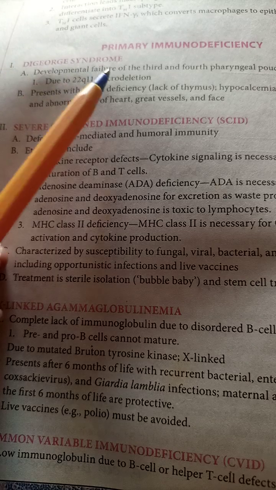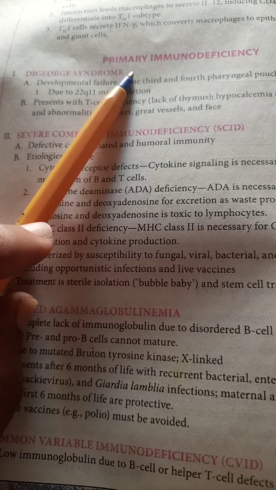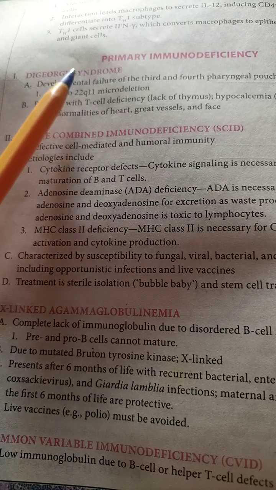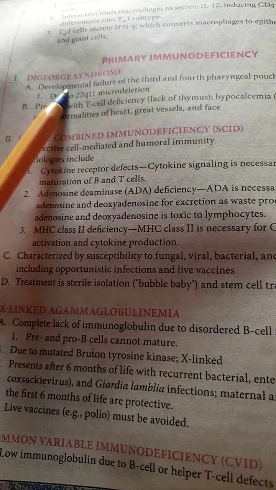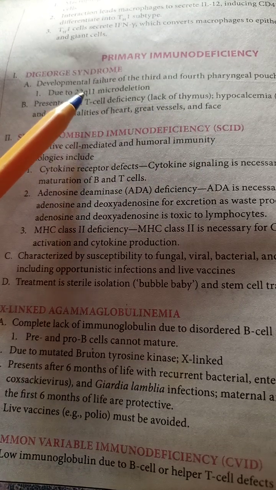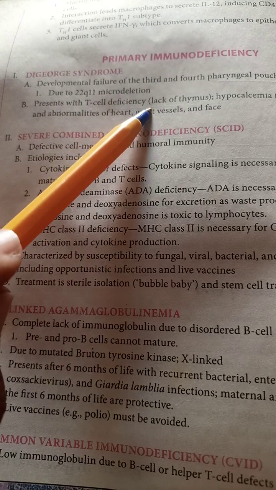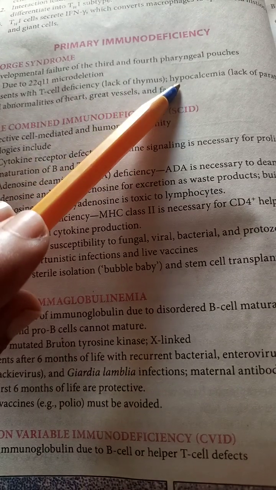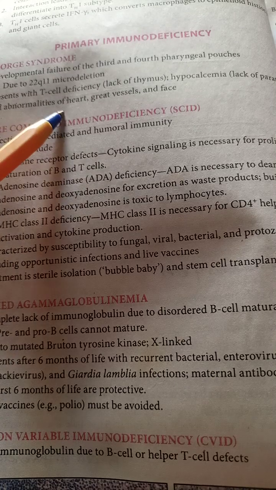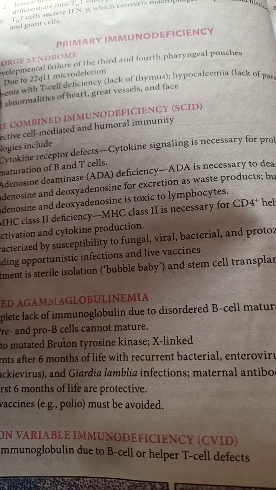Now, having said that, after inflammation, there are some diseases that are related to these receptors and the immune system. Primary immunodeficiency disorders. First one is DiGeorge syndrome, which occurs due to development failure of the third and fourth pharyngeal pouch. It is also known as 22q11 microdeletion, and presents with a T cell deficiency because the patient has a lack of thymus. It results in hypocalcemia, lack of parathyroid along with lack of thymus, and then abnormalities like heart and great vessels and face abnormality will be there. This one is known as DiGeorge syndrome.